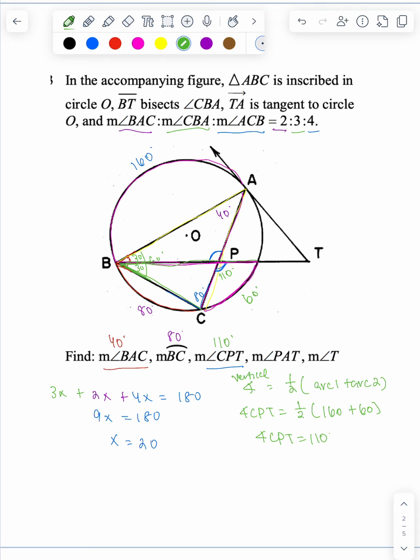Now I need the measurement of angle PAT. So PAT is this angle here. It has its vertex on the circle.